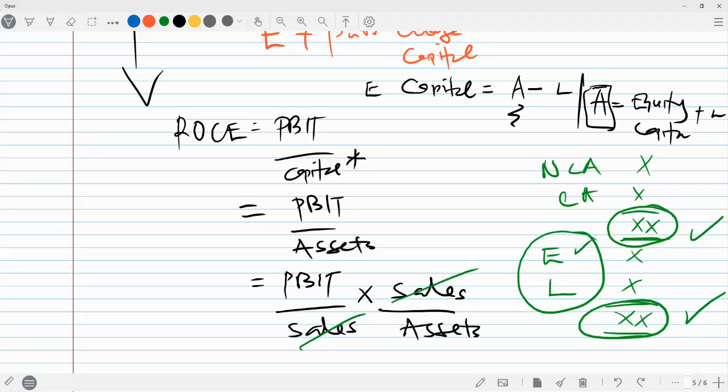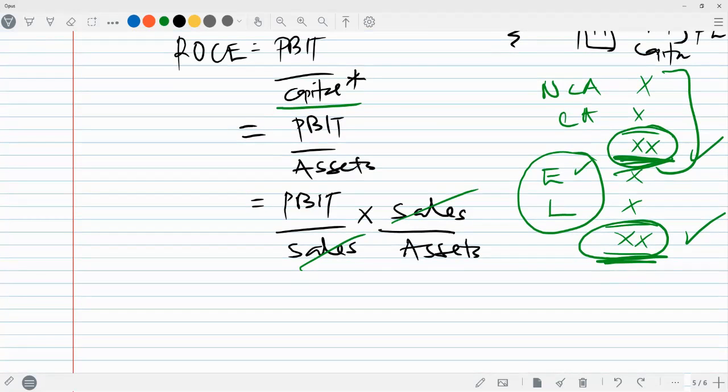Is that clear? You get it? Okay, that's why I have here on the capital part, I've replaced it with the asset value, the total asset value, the current and non-current assets. It's the same thing because these two figures are the same. These two figures are equal.